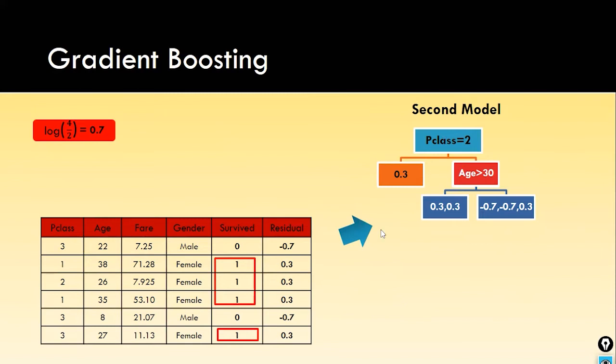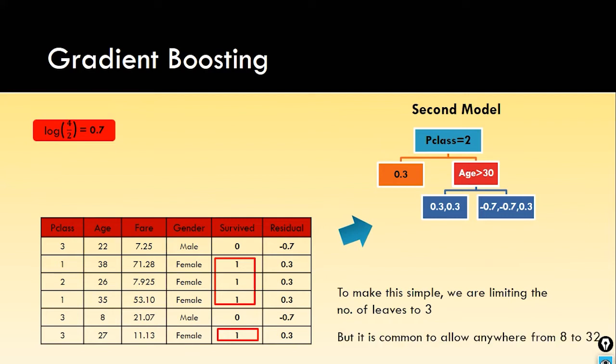Please take note that we are restricting the number of leaves that we will allow in the tree exactly as we did when we used gradient boost for regression. To make this simple, we are limiting the number of leaves to 3, but in reality, it is common to allow anywhere from 8 to 32.